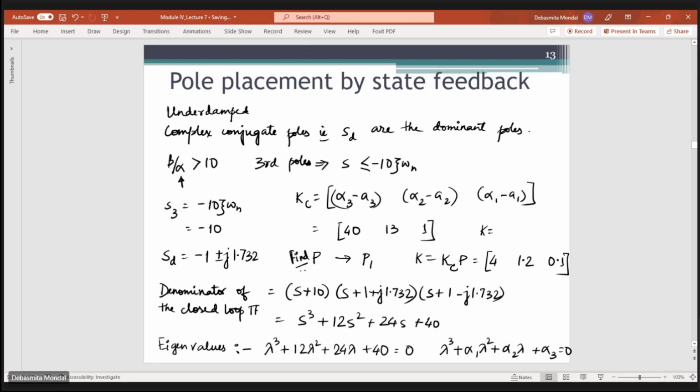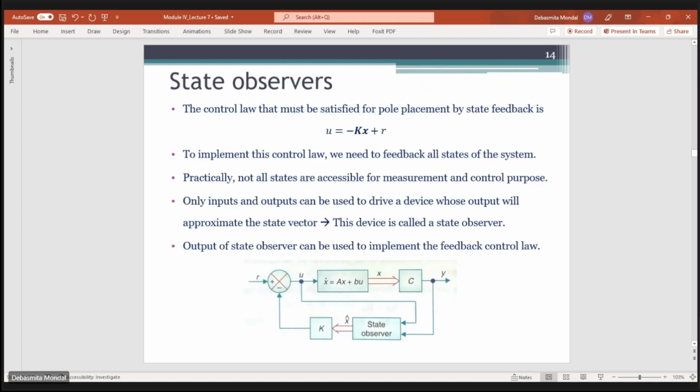That means if all the states of this system are available for measurement and control, and you adjust the state feedback gains to 4, 1.2 and 0.1, then the given criteria, that is the value of zeta and omega and whatever else is given for your system, will be satisfied, and you can get the desired response of your system. Okay, is that clear till now?